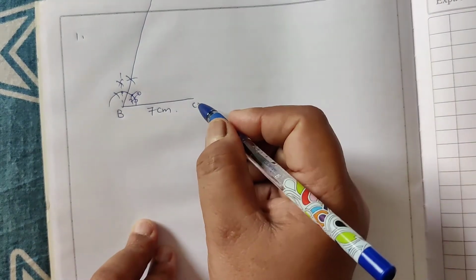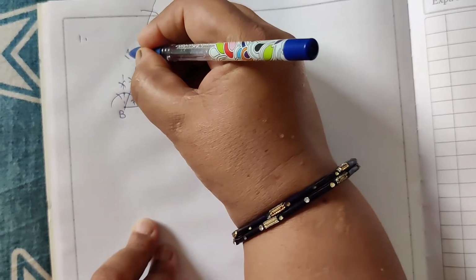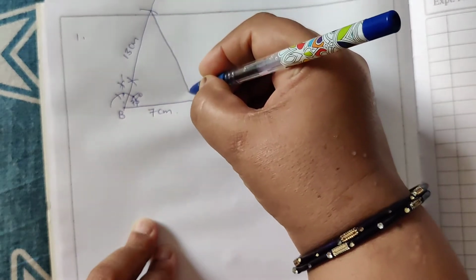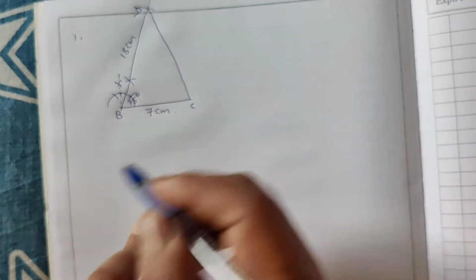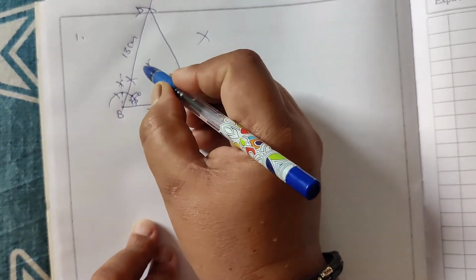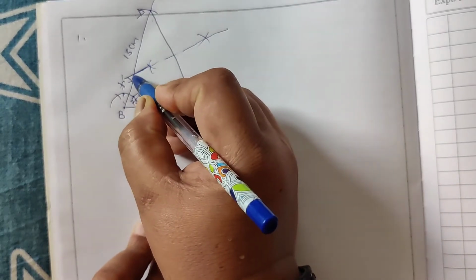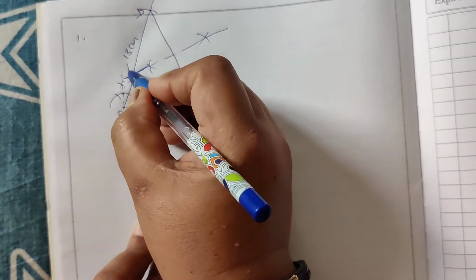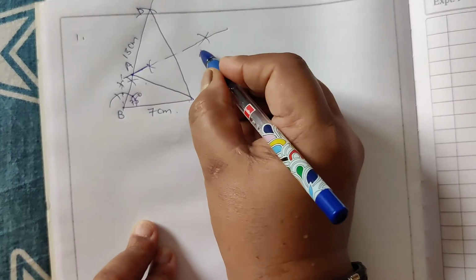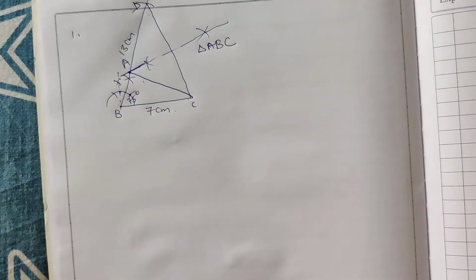AB plus AC 13 centimeter. Now cut AB plus AC 13 centimeter from here. Now join. This point is D. Now perpendicular bisect CD. This is the perpendicular bisector of CD, and cut this perpendicular bisector, this BD, at A. Now join AC. Triangle ABC is the required triangle.